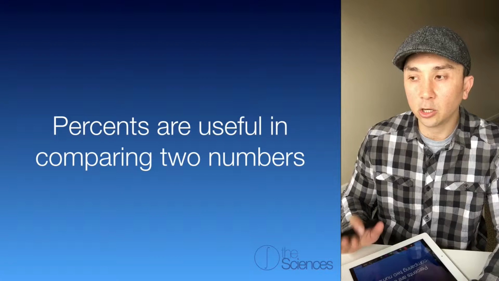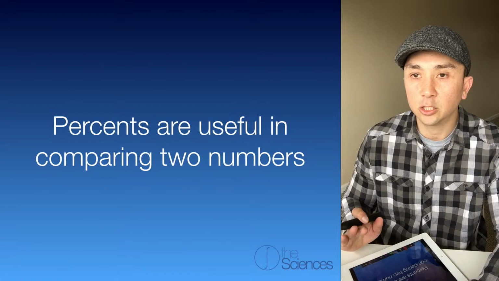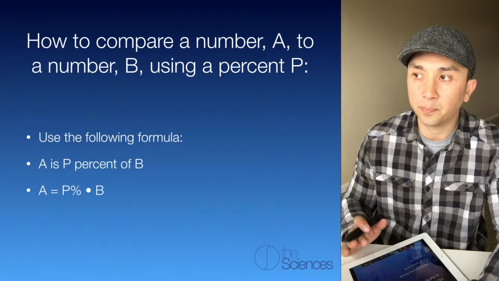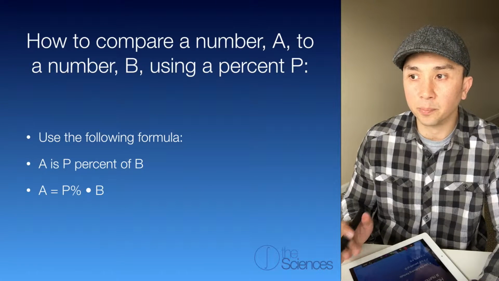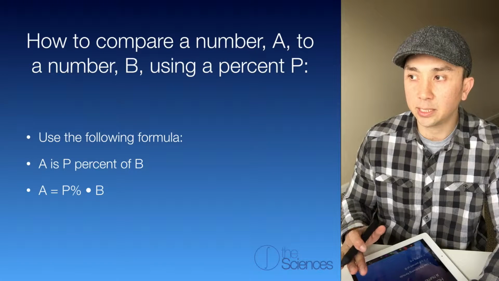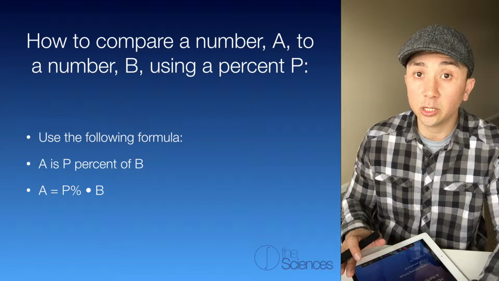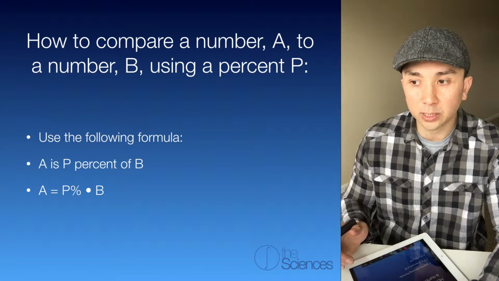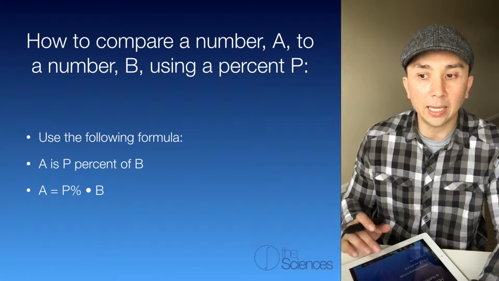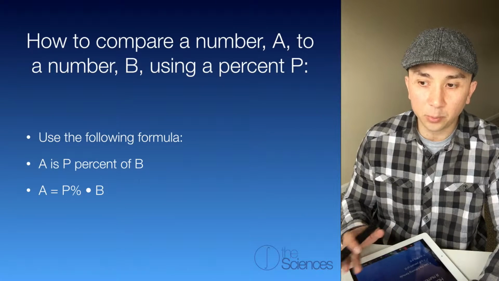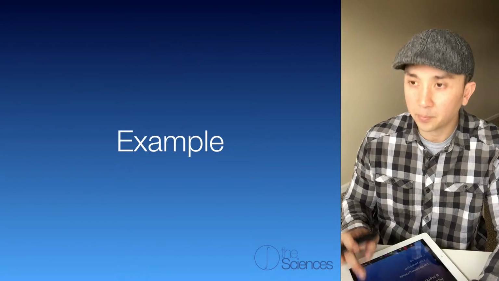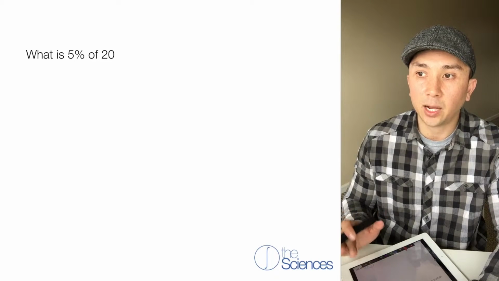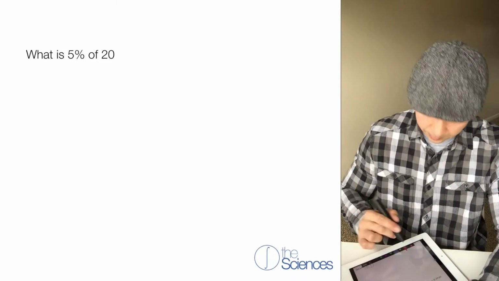Now, percents are useful in comparing two numbers. So here's how to compare a number A to a number B using a percent P. What you're going to do is use the formula A is P percent of B, or A equals P percent times B. So let's do an example. What is 5% of 20?